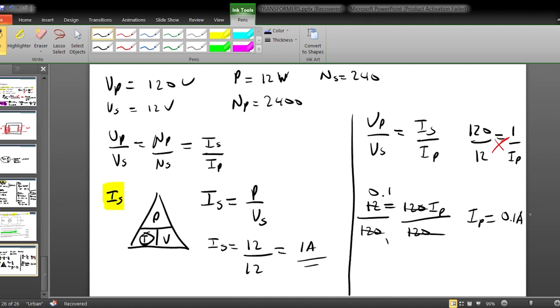So IP, or current in the primary, is equal to 0.1 amperes. What I want you to do is go ahead and try to use NP divided by NS equals to IS divided by IP. So use that combination and see if you get the same answer. You should.